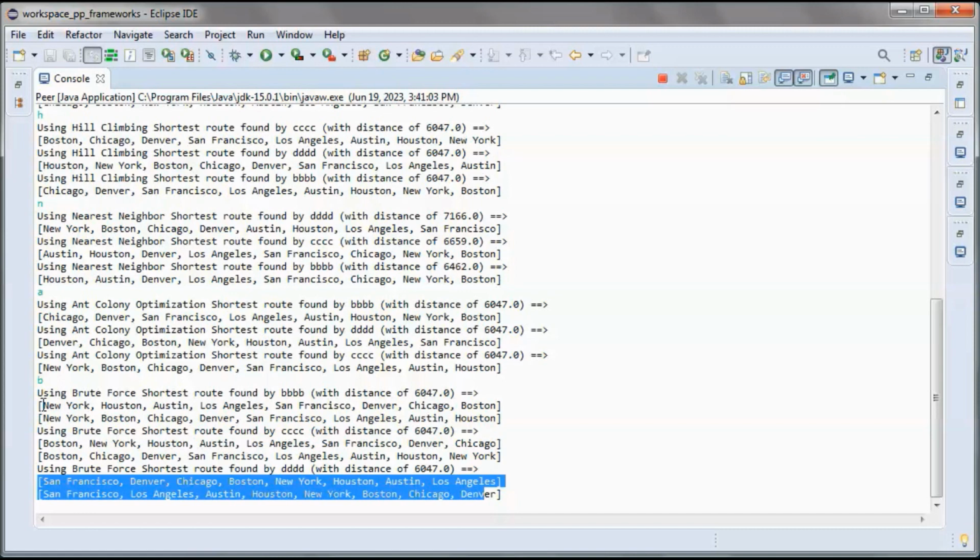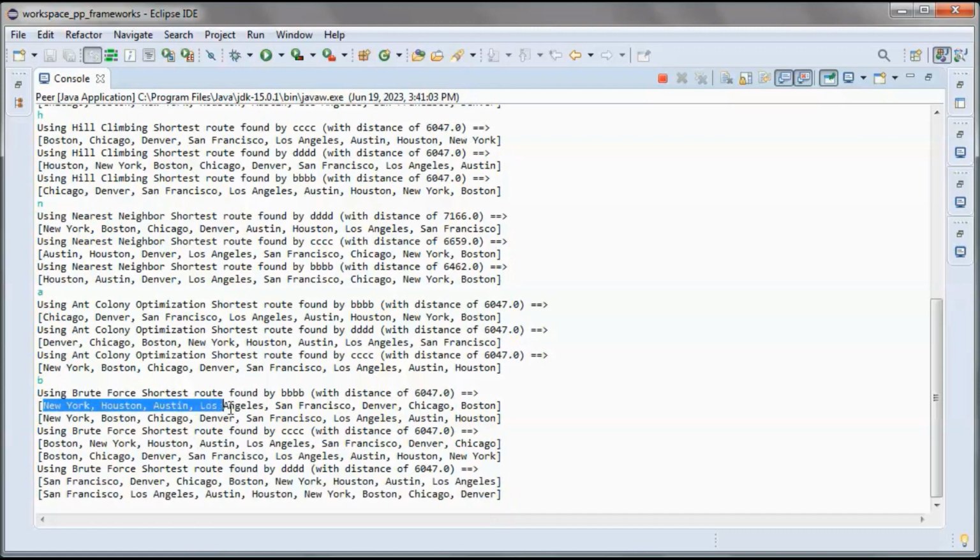So here if we go New York, Houston, Austin, LA, San Francisco, etc., and San Francisco, Denver, Chicago, Boston, New York, and the other way around, San Francisco, LA, Austin, Houston.